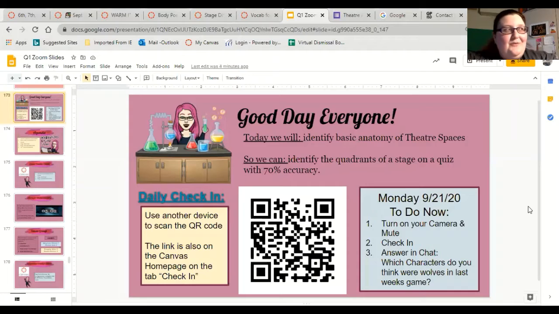which characters from last week do you think were wolves? Just don't know. You got to be in the Zoom to find out. All right, so let's get started.